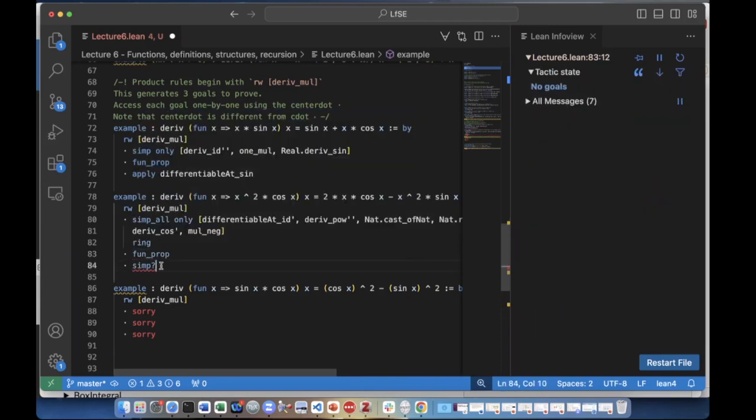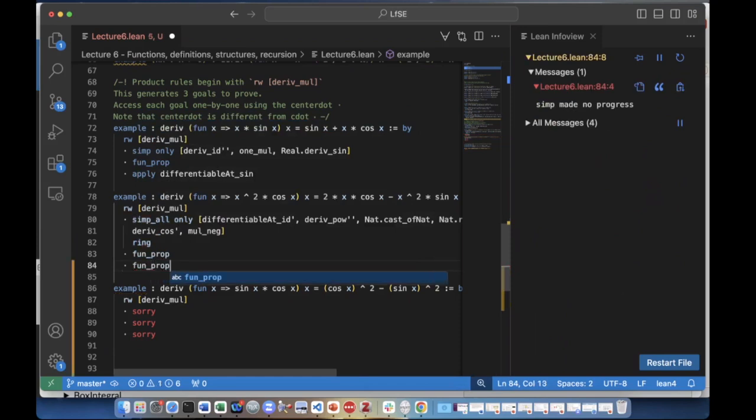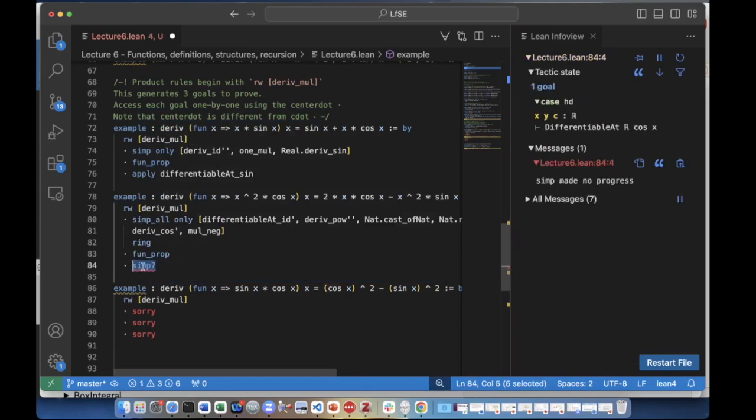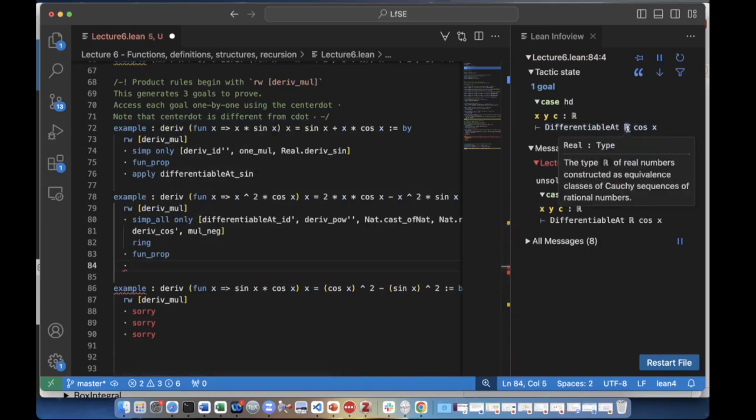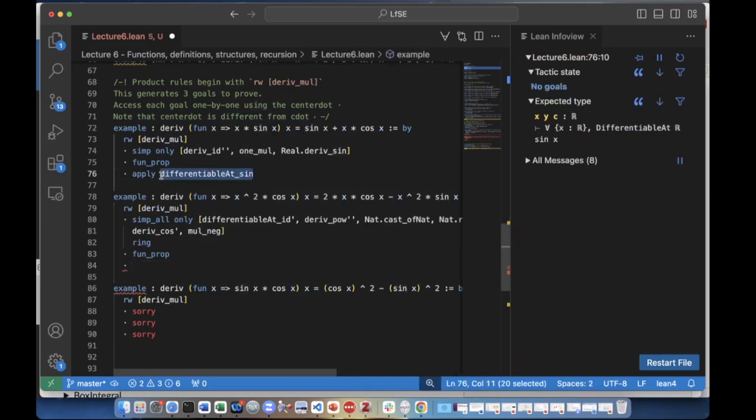By the way, we're all cleared out. Can we do fun_prop for this one? Nope. That one's not working. So in this case, again, what is our goal? We're trying to prove differentiable at cosine of x. So we can go and get a theorem that matches this goal.